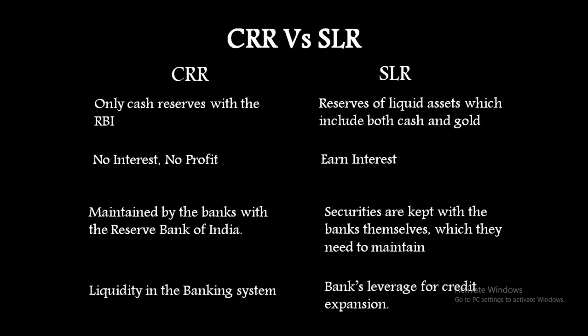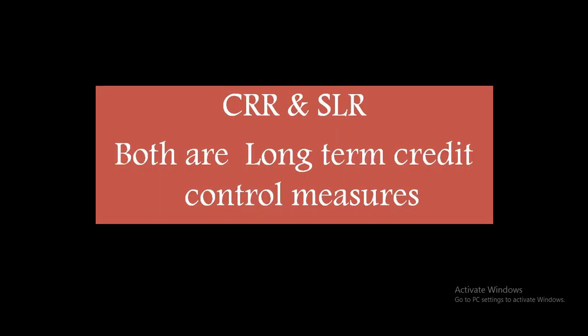And the central bank controls the liquidity in the banking system with CRR. SLR is used to control the bank's leverage for credit expansion. For combating inflation, RBI raises SLR and CRR. Due to the raised percentage, now banks are left with less money. Now to keep their profit margins the same, banks need to increase their interest rates, and gradually it will decrease the demand of money, and vice versa during deflation.